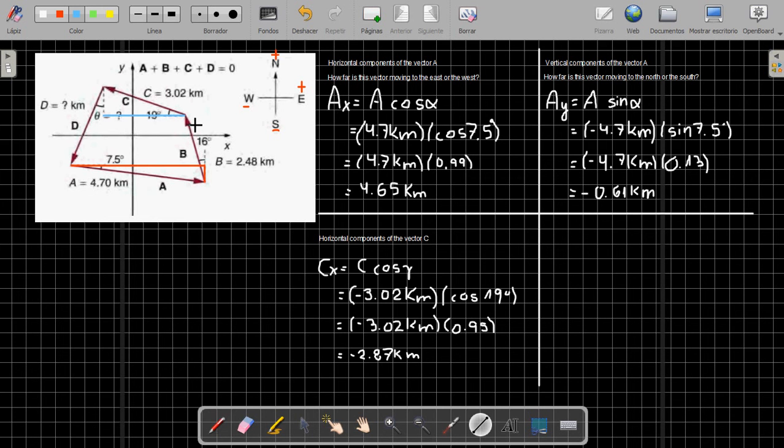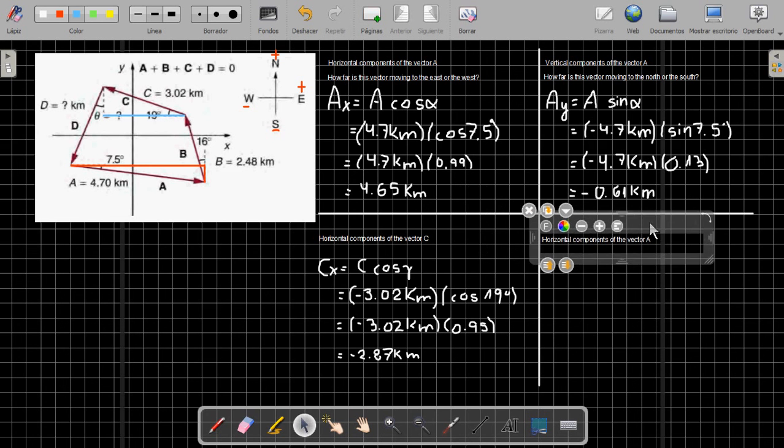Now, we're going to calculate the vertical components of vector C. So, give me a few seconds here. All right. Vertical components of vector C. Here we go.